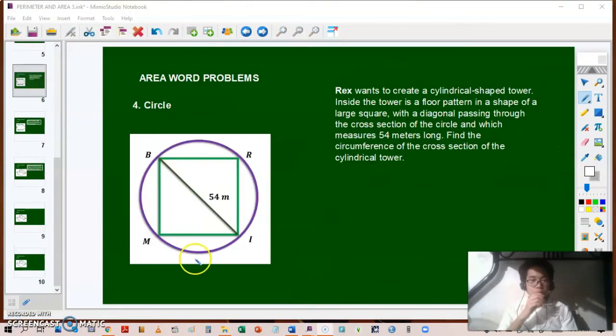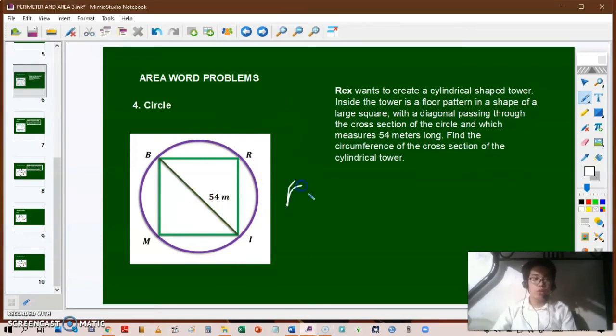Okay, so our next problem is going to be about a circle. Rex wants to create a cylindrical shaped tower. Inside the tower is a floor pattern in the shape of a large square that has a diagonal of 54 meters. This 54 meters goes through the center of the circle and is also the diagonal of the square. We want to find the circumference of the cross section, and of course the area of the circle that we have here.